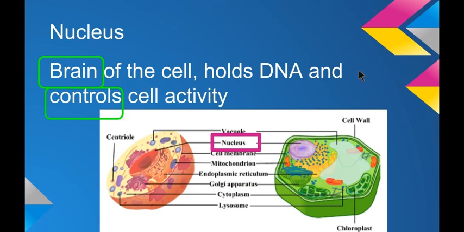The next organelle is the nucleus. Remember, the nucleus is the brain of the cell. It holds the DNA and it controls all cell function. As you can see here, the nucleus is clearly labeled in both the plant cell and the animal cell. So plant cell over here in green, here's the nucleus. Animal cell over here, here's the nucleus. So you need to check both the plant cell and the animal cell box.